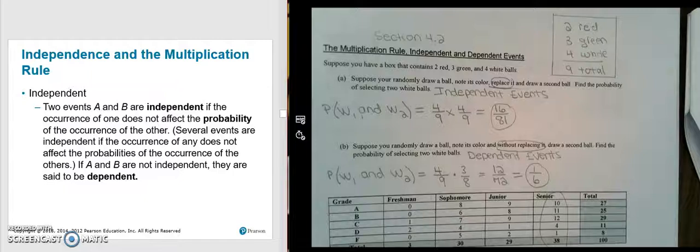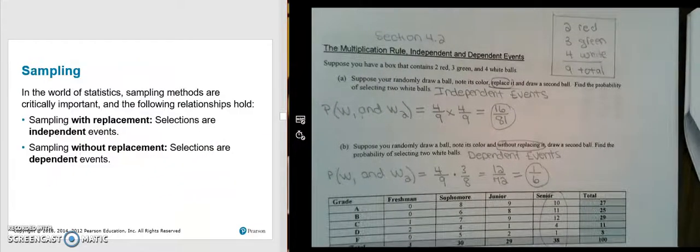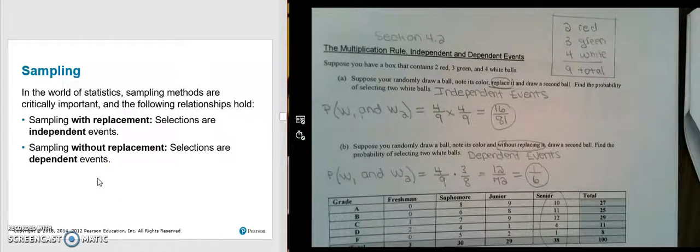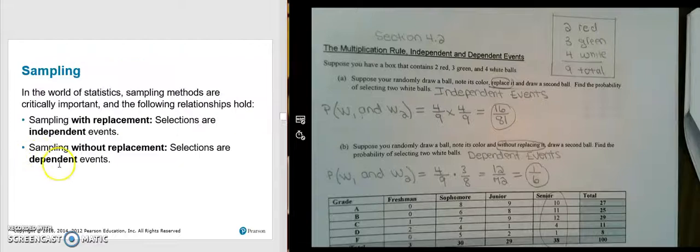And the other thing you want to keep in mind is events are independent if the occurrence of one does not affect the other one. We'll do an example of that, which will be this one over here on the right. And then we'll do a dependent example as well. When they say with replacement, that's a hint of independent events. Without replacement means dependent events. Okay, so let's go ahead and go through these two examples here.